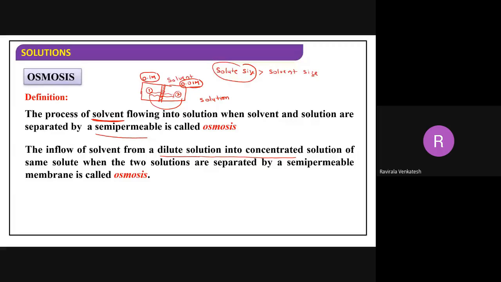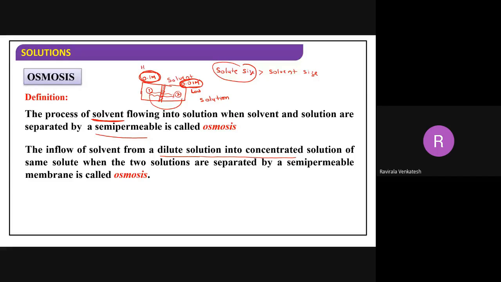Nishant? Which is the lower concentration, beta? 0.01. This is the lower concentration. Nishant is not there. Absent. Okay, Nishant is absent today.